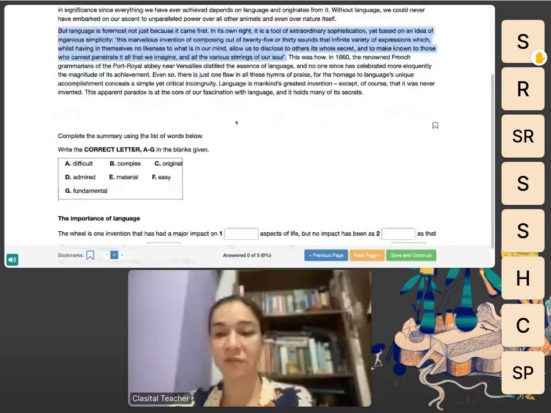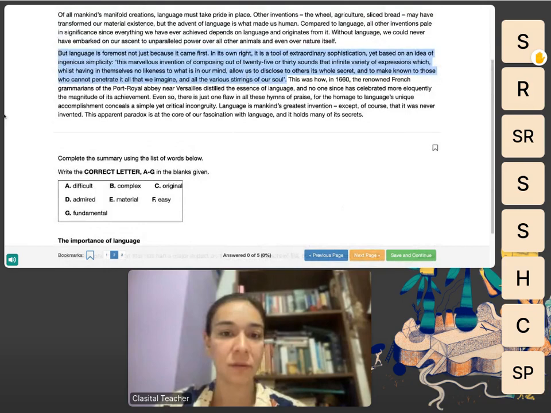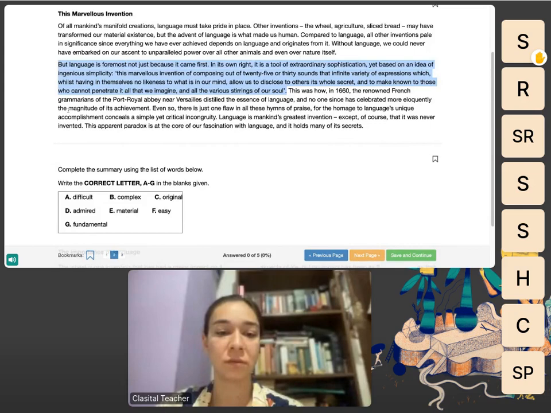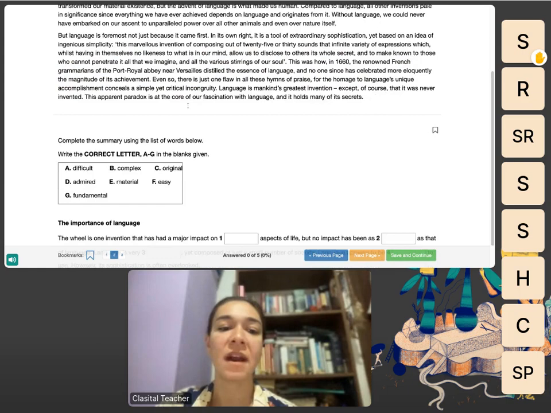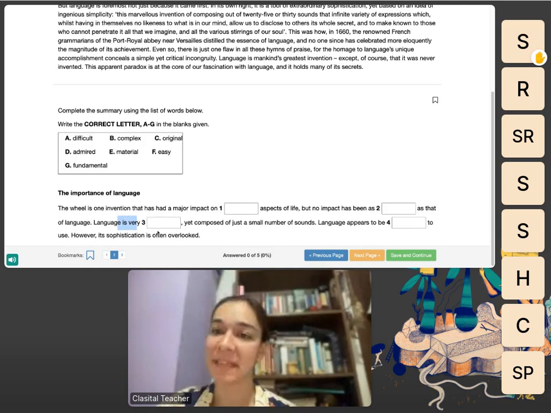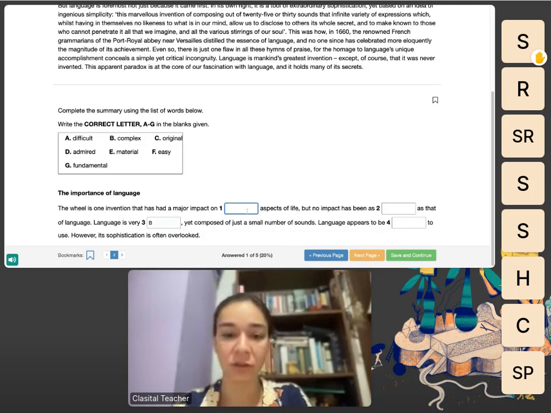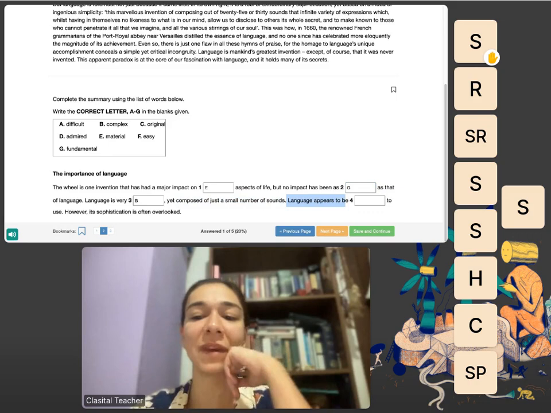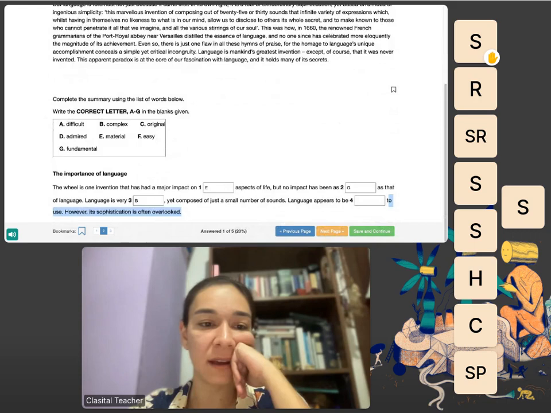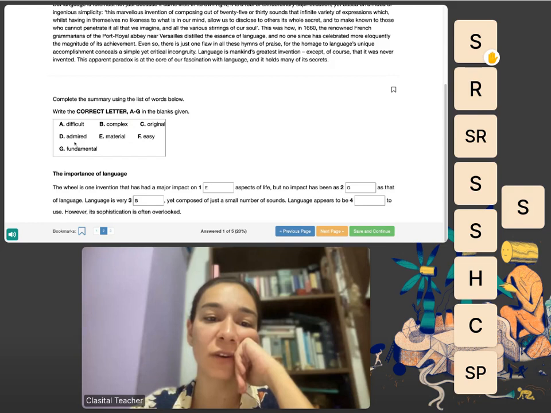I think we should stop here, because I think we will find the language appears to use. Okay. Sophistication. Simplicity. And it says, language is very, yes, you are right, B, complex. Let me write the other two. E, G, B, yes. Yet composed of just a small number of sounds. Language appears to be something to use. Okay. E is gone. G is gone and B is gone. We have difficult, admired, original, and easy. Language appears to be something to use.